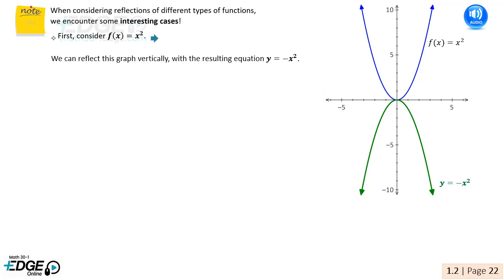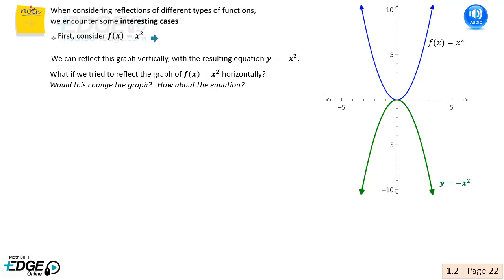But what will happen when we reflect the original blue graph over the y-axis? In terms of the equation, this means we're replacing x with negative x. But because it's a bracketed negative x, when we square it, we arrive back at our original equation. This means that both the original and transformed function have the same graph.